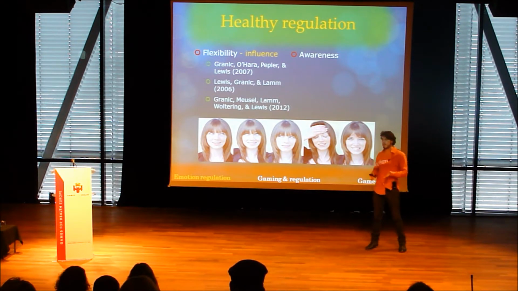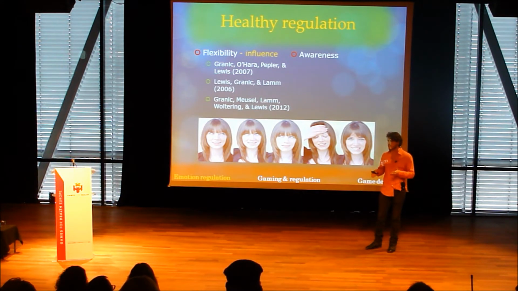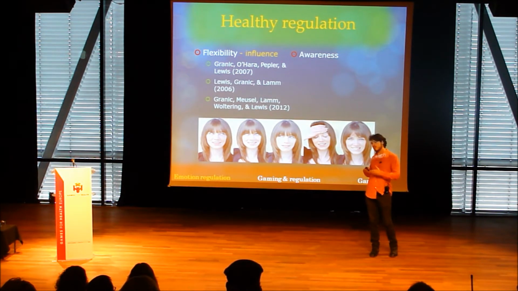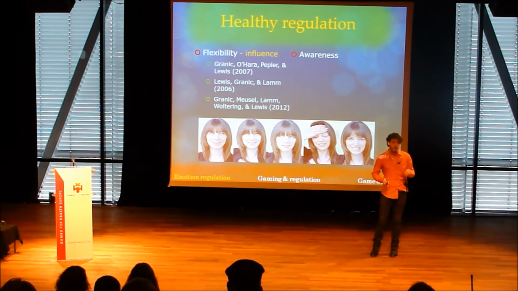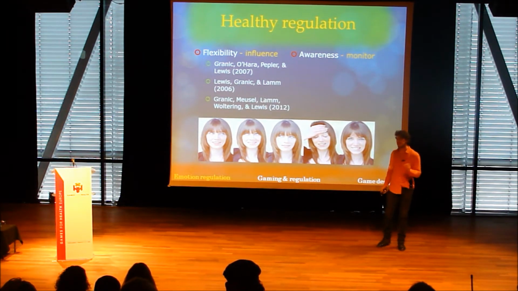This is, of course, very important, and particularly so for the social interactions we have. How we get along with our friends and peers, our parents and partners, because we need to adapt our emotions in relation to theirs, to counterbalance theirs, or to meet them. Now, awareness refers to the monitoring aspect of emotion regulation. This means that we're actually aware of where our emotions are at any given moment.